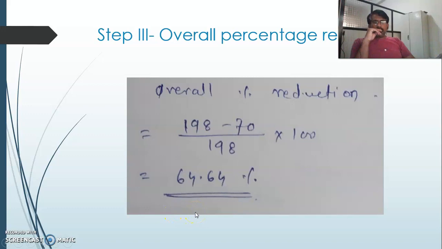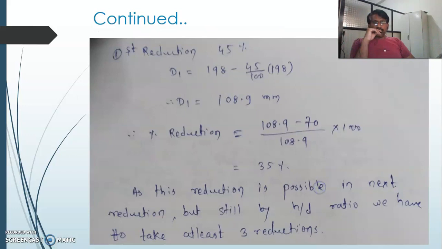As given in the earlier video, the permissible limits are in the range of first 45%, then 30%, and so on. So we have to consider whether the first operation is correct for 45%.